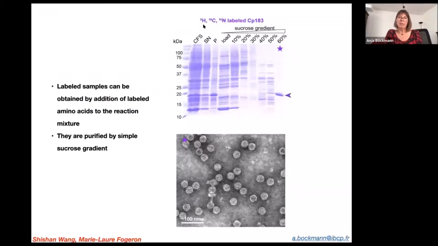We made a labeled sample then, so this was deuterated. You can see that on this one we were lucky because it's rather poor. Sometimes we have more contaminants. This depends a bit on the student and on the setup used.